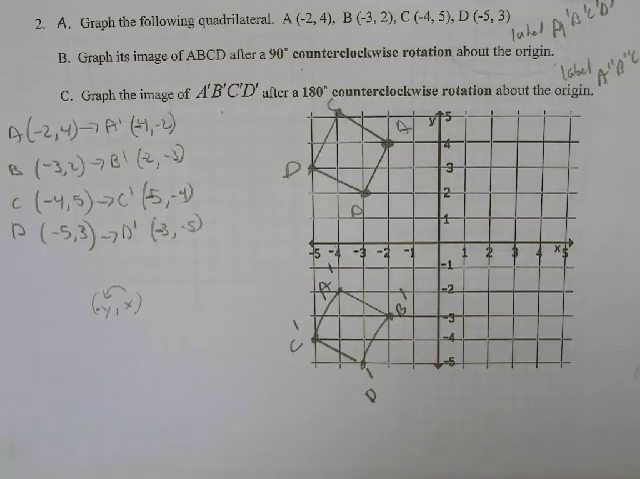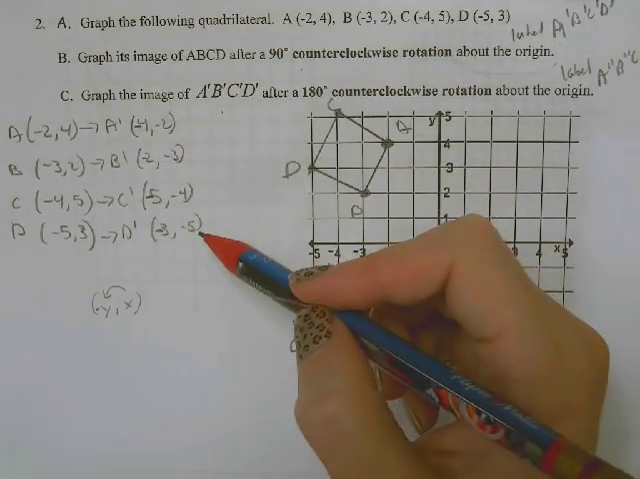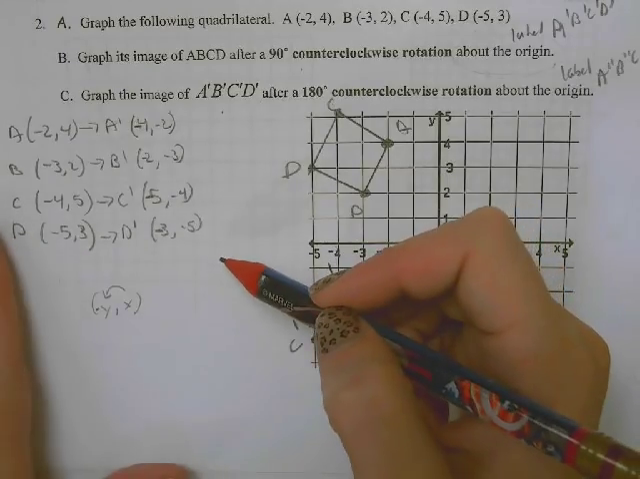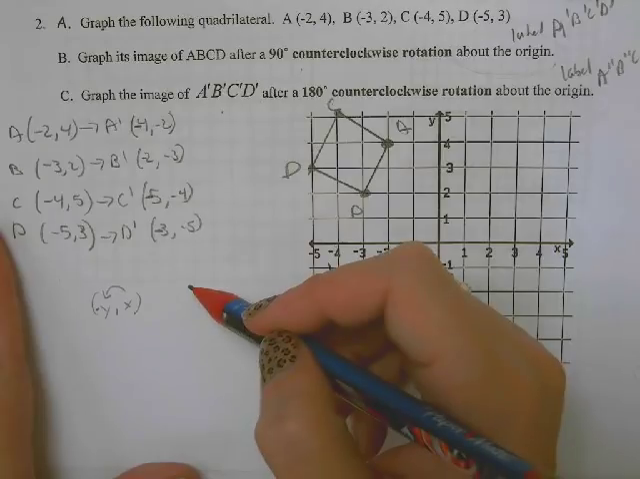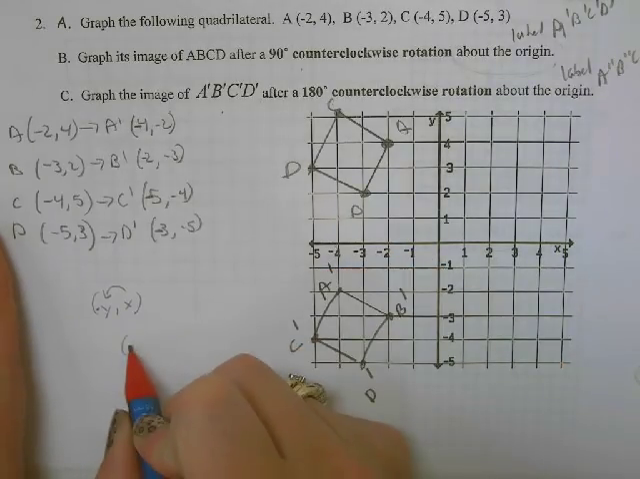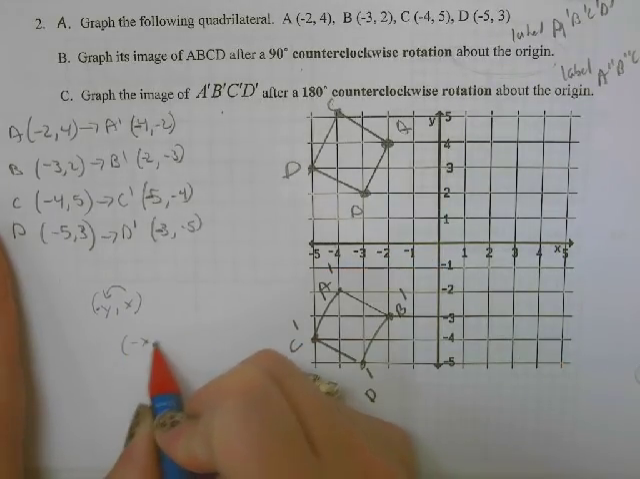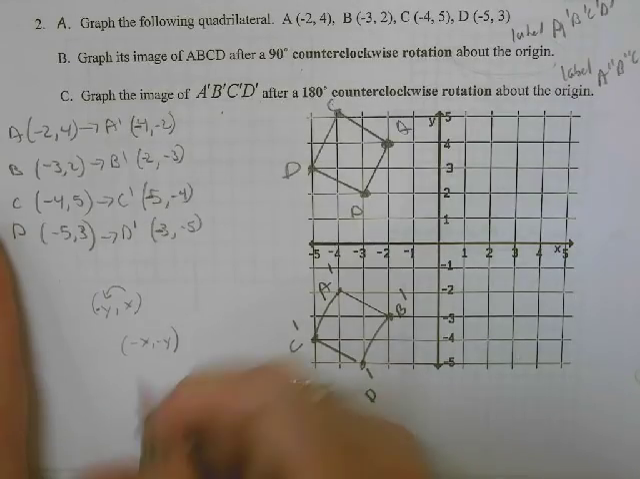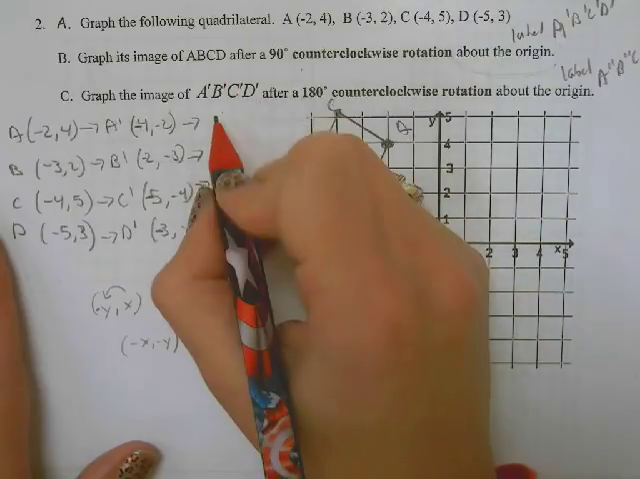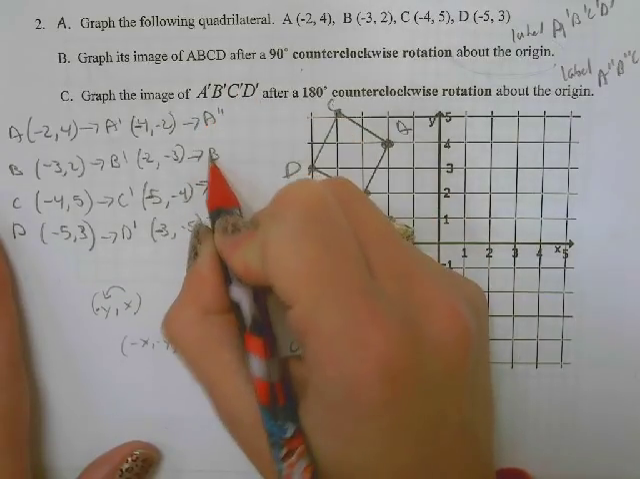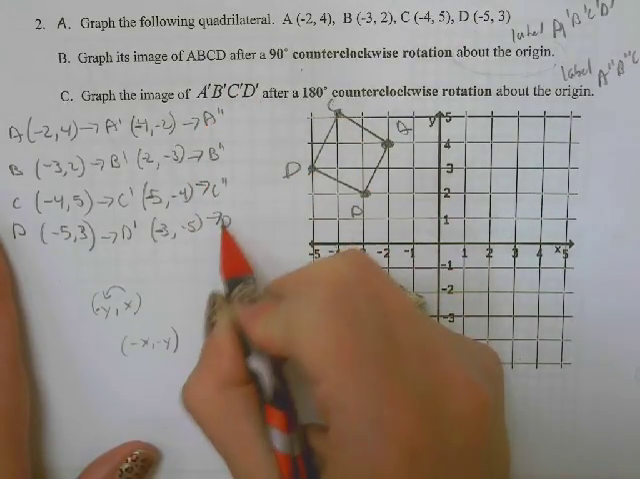Okay, so there's the primes. Now I'm going to take that and rotate 180 degrees counterclockwise. Remember, it doesn't matter if I go counterclockwise or clockwise, half a turn's half a turn. So the rule for that is to change the sign of both. So those are my arrows. So A double prime, B double prime, C double prime, D double prime.